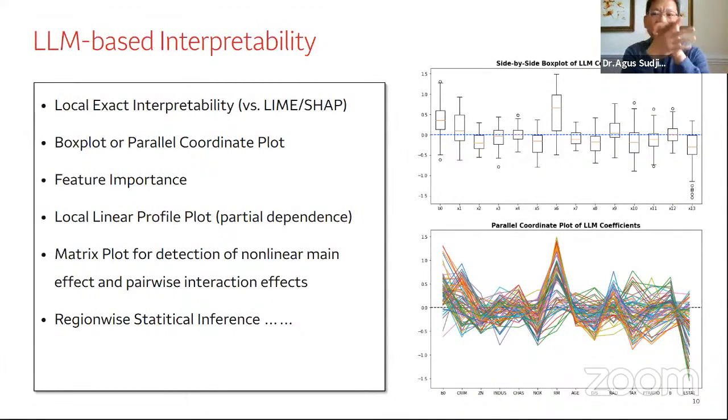Now if we have the LLM, the local linear model, we have local exact interpretability because we have the linear equation. Unlike Lime or Shap, which are not exact, because they work through perturbation or sampling. Here we get exact local interpretability. We can box plot it to see how different local linear models have different coefficients. You can use parallel coordinates to see how different or how similar they are. We can look at the local linear importance, the interactions and the main effects in a very exact way, and we can apply statistical inference locally as well if you want.